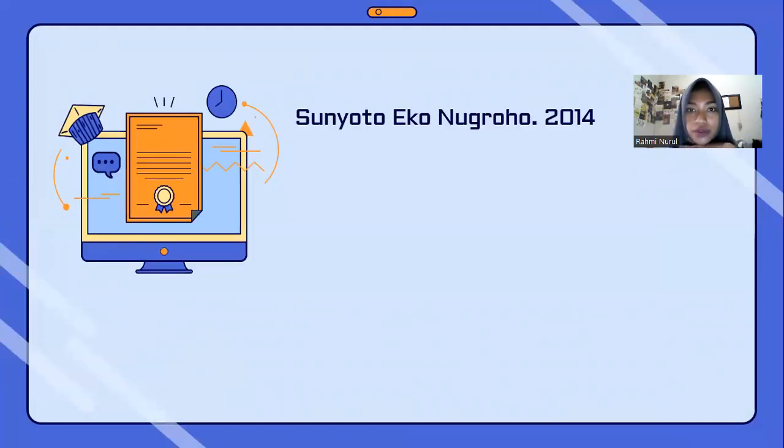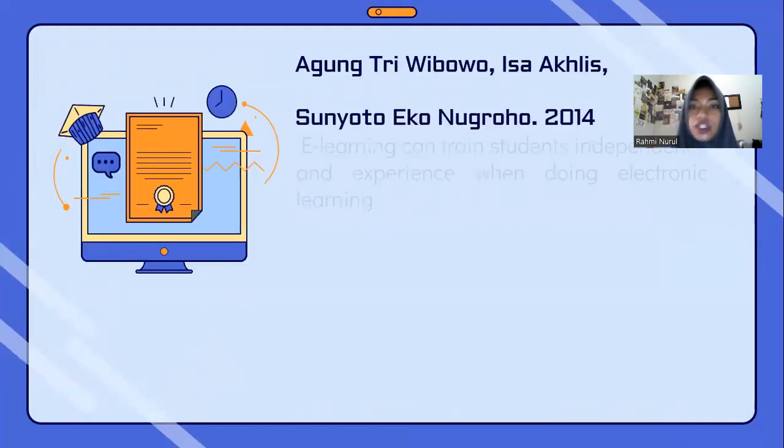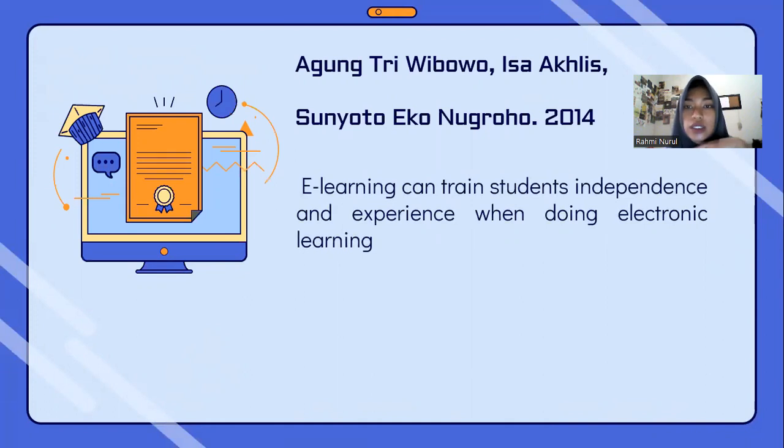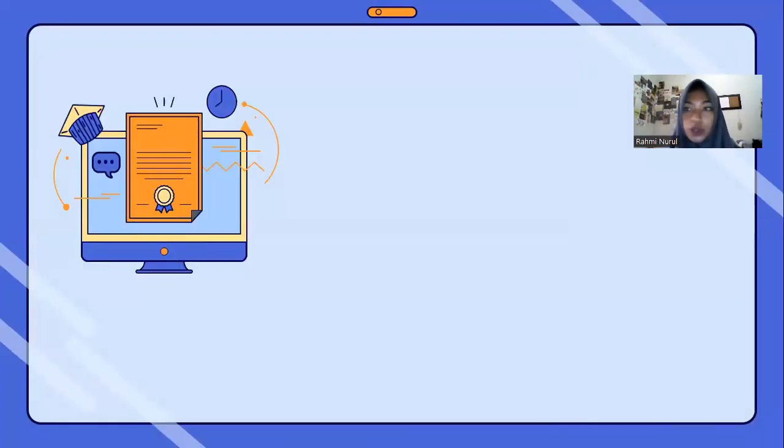Next, we have Triwibowo and friends in 2014. They said e-learning can train students' independence. Maybe this is one of the positive effects of e-learning, and of course the experience when doing electronic learning. That was good.